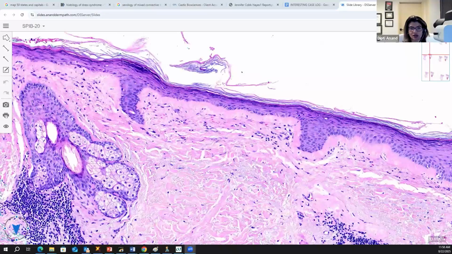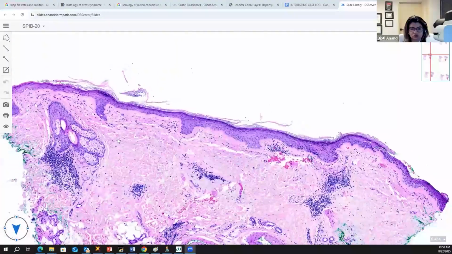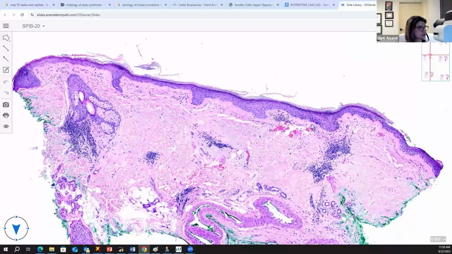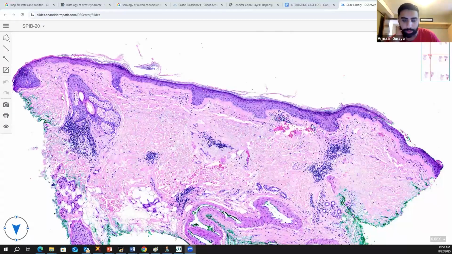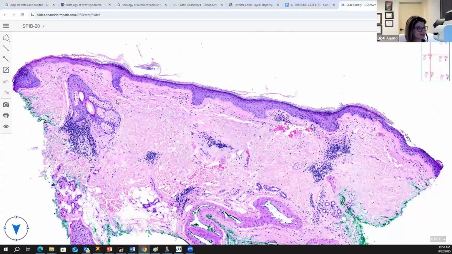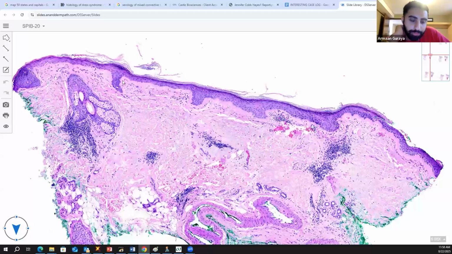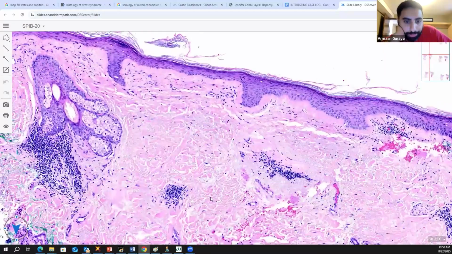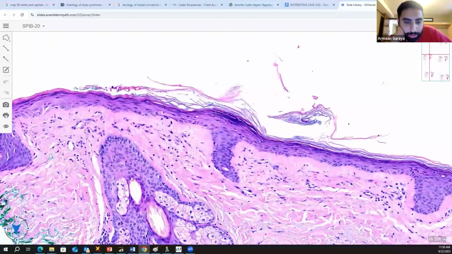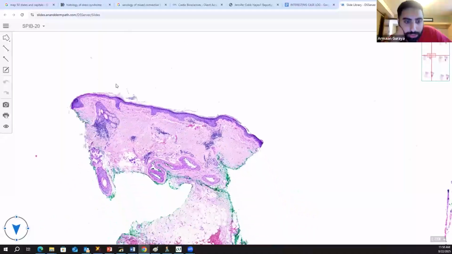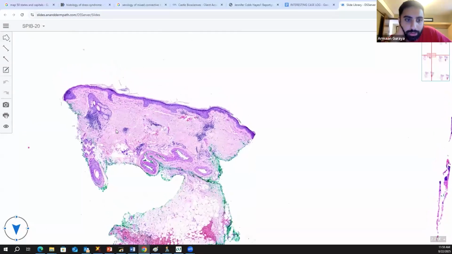Who wants to take this one? I can go for this one. Good job. Atrophic epidermis, thick basement membrane, perifollicular inflammation, lymphocytic inflammation, increased mucin. So thinking like connective tissue disease.